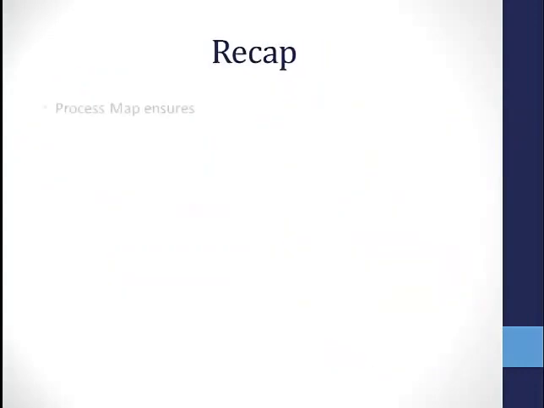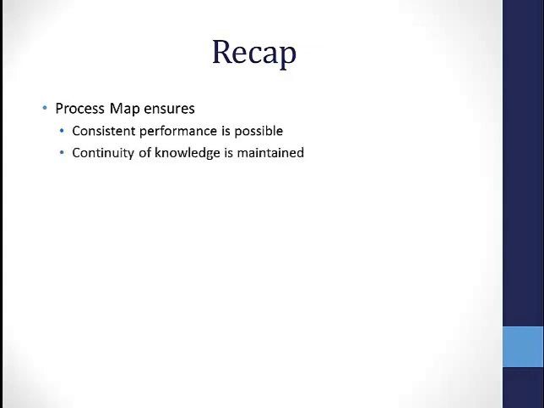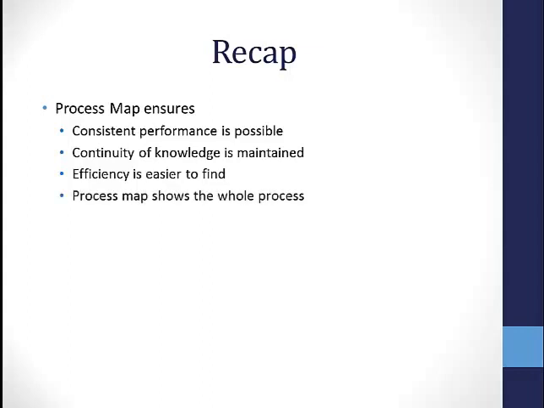Let's recap. Having a documented process will help you to ensure consistent performance by your employees. It will reduce the risk of knowledge loss with employee turnover, and it will give you the opportunity to become more efficient through process improvement. Of all the ways to document a process, a map is the easiest way to see the complete process. Let's get on to the next lesson, which talks about the differences between policy, procedure, and training tools.